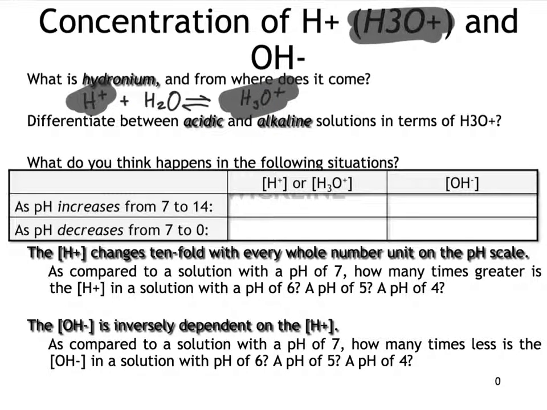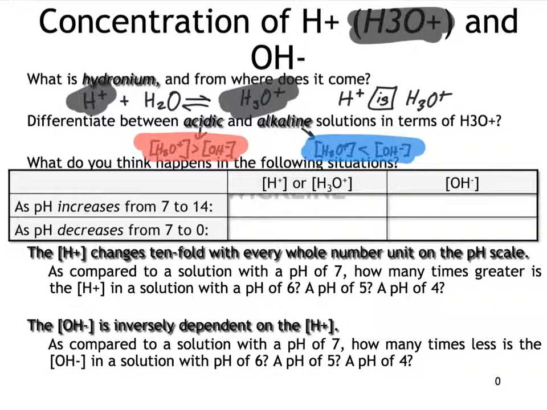And the reason for that is that whenever you have hydrogen, you'll always have water as well, and you'll always have hydronium as well. Let's use hydronium to differentiate between acidic and alkaline solutions. So the acidic solutions would have much more hydronium than they would have hydroxide, and an alkaline solution would have much less hydronium than it has hydroxide. So let's get a little bit more practice with this concept.